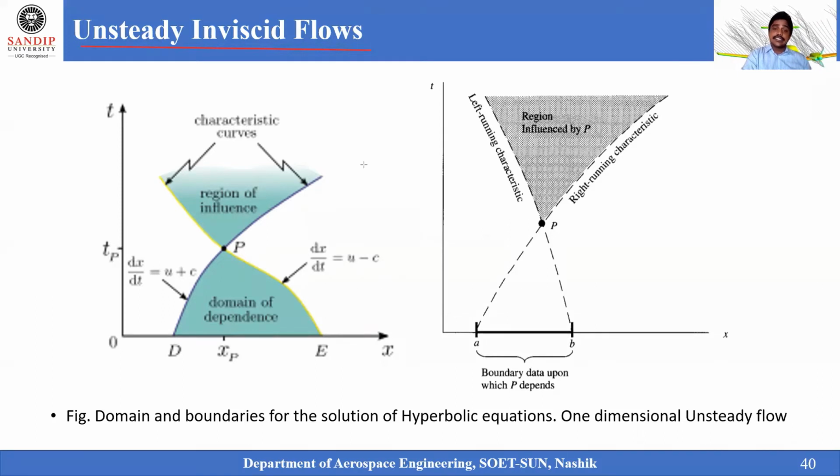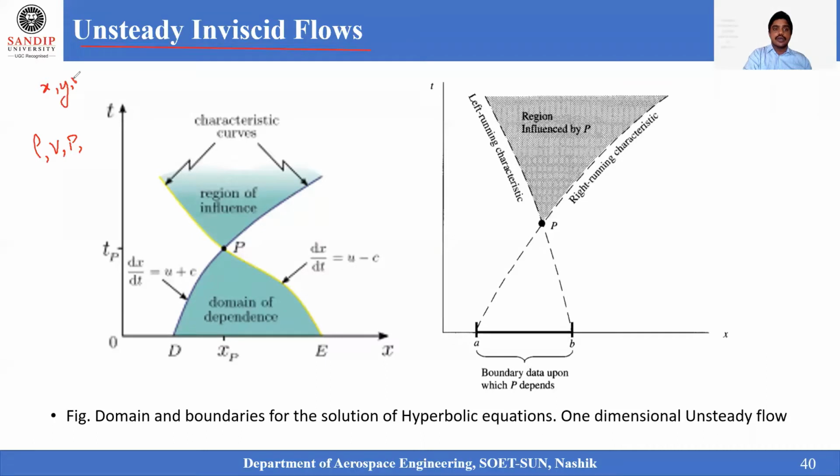Whenever we say it is an unsteady flow problem, as we all know, the flow properties are varying with respect to time, right? Then it is called an unsteady flow.